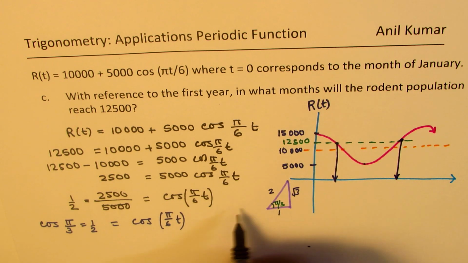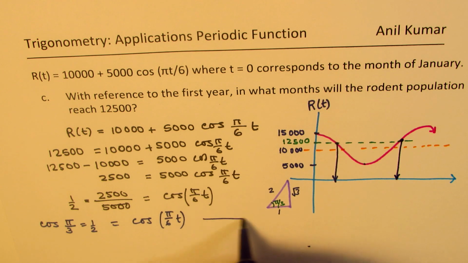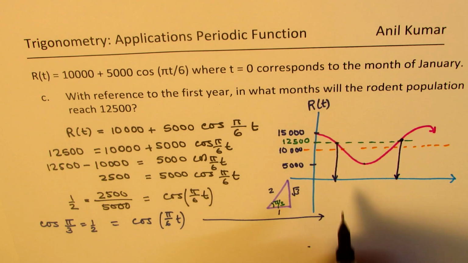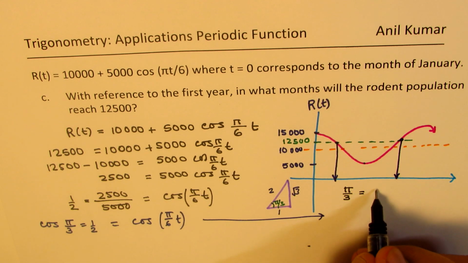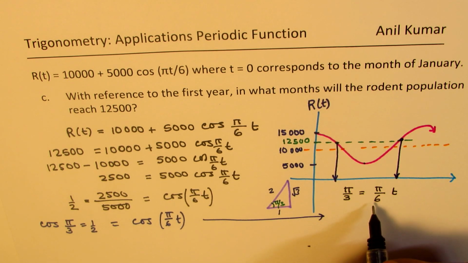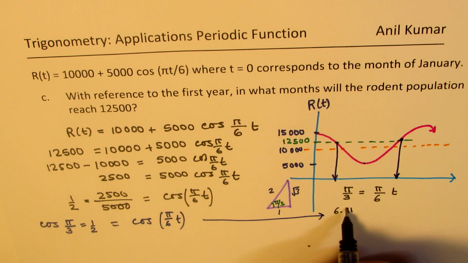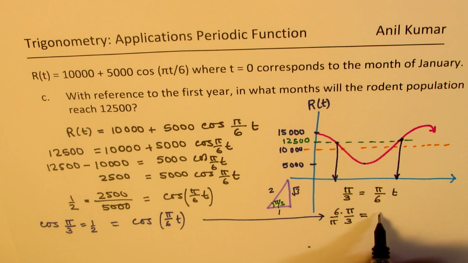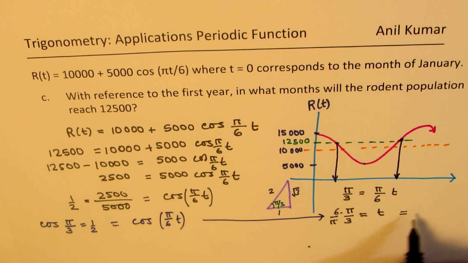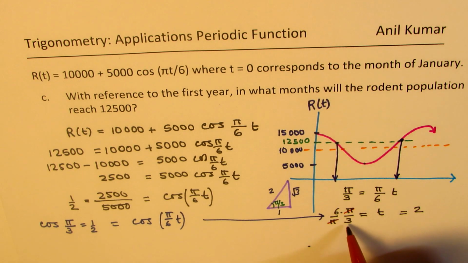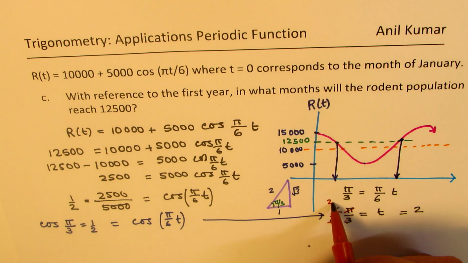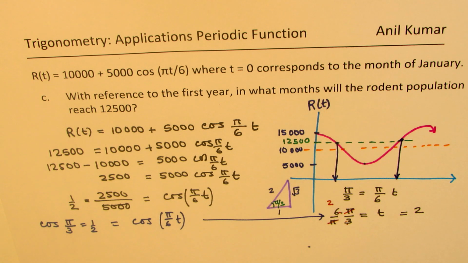So what we get here is pi by 3 equals pi by 6t. And then cross multiply, 6 by pi times pi by 3 equals t. Simplifying, pi and pi cancel, and we get t equals 6 over 3, which is 2, right? So that is one answer. But we are looking for the second one also. How do we get that one?